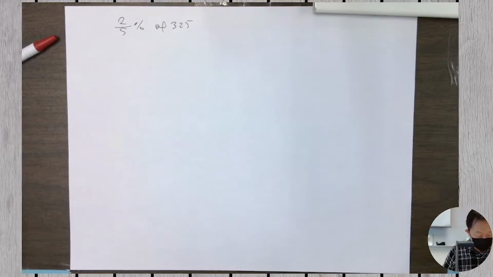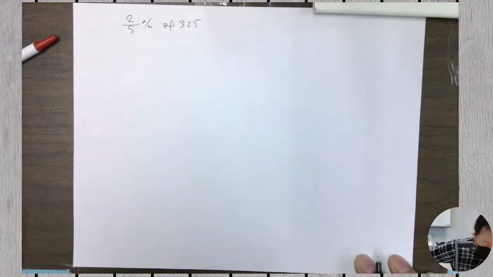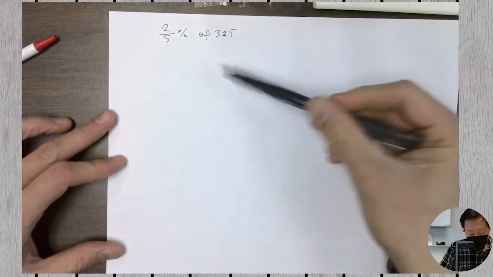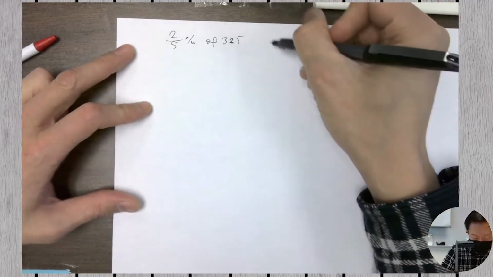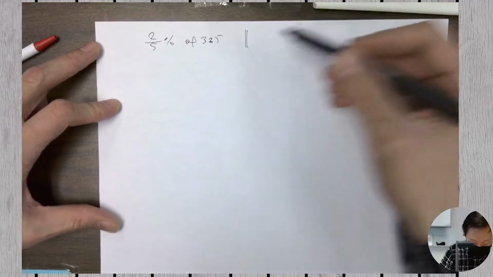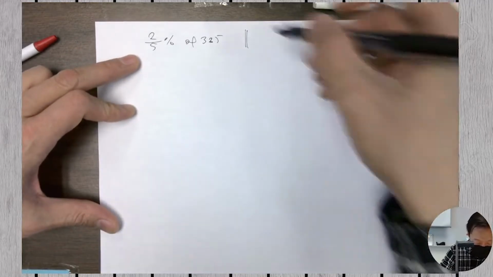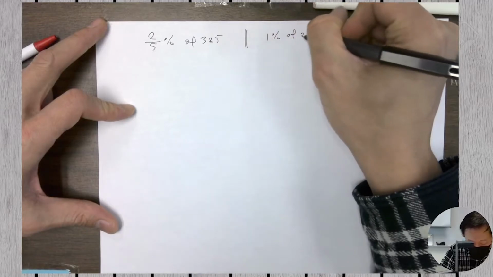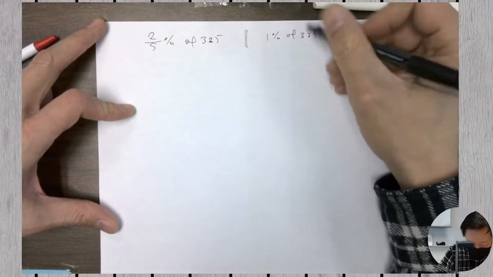All right, so we are to find out what's 2/5% of 325. First of all, we're going to do this in our head a little bit to foresee what the number would be around. We know that 1% of 325 is going to give us what?